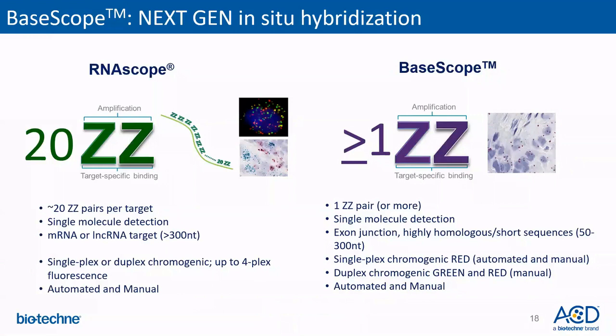RNAscope can be performed manually or using automation, and currently the BaseScope singleplex is available on an automated platform. However, the BaseScope duplex is only a manual assay. Please note that the BaseScope probes are designed differently, so they cannot be combined with RNAscope reagents. Similarly, RNAscope probes cannot be combined with BaseScope reagents.